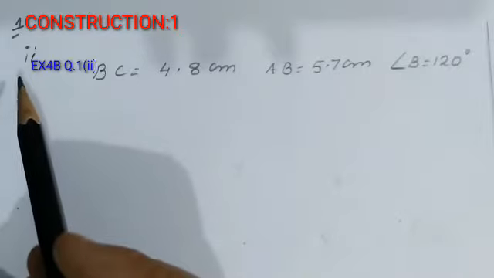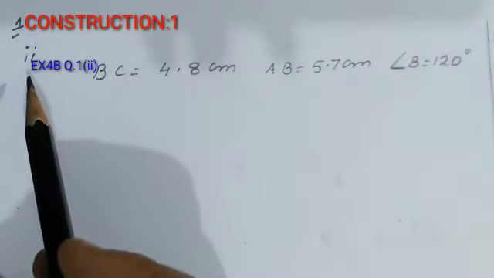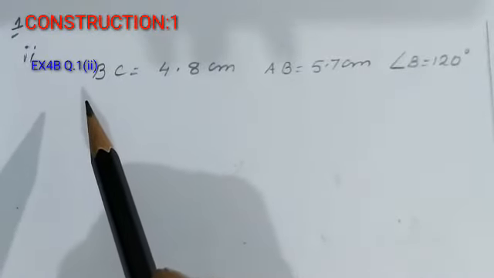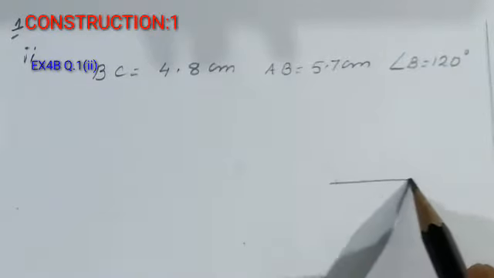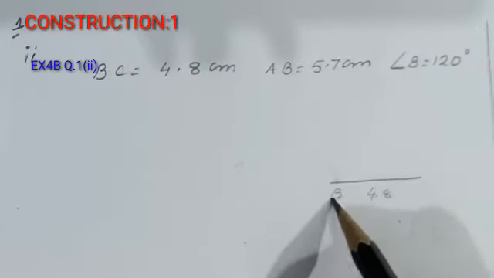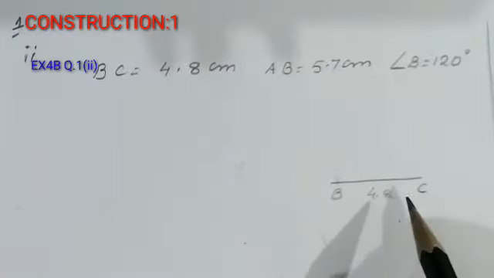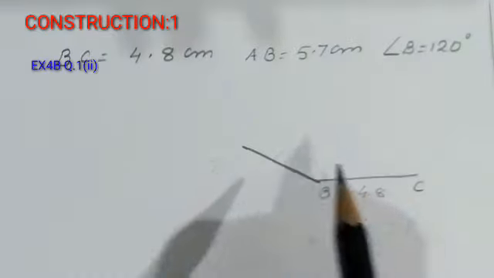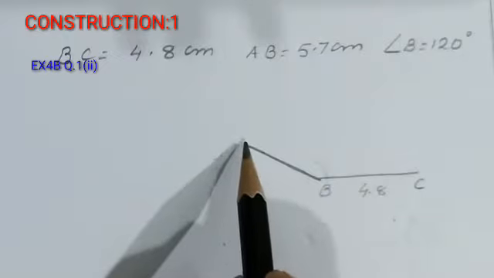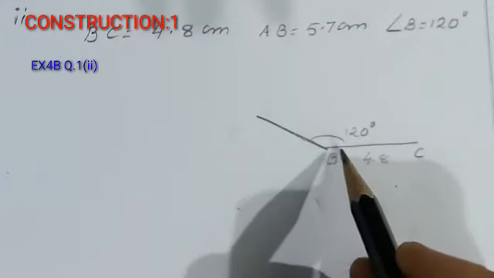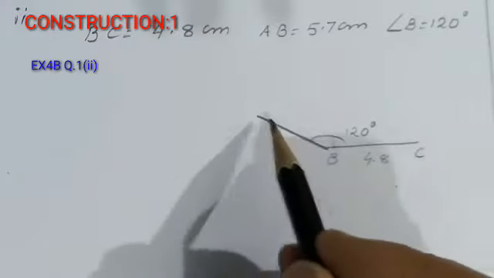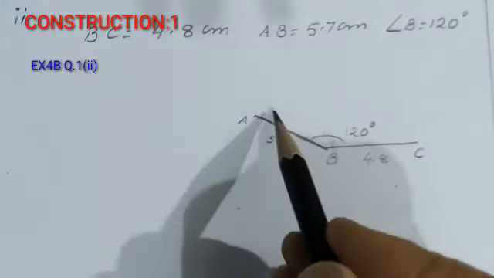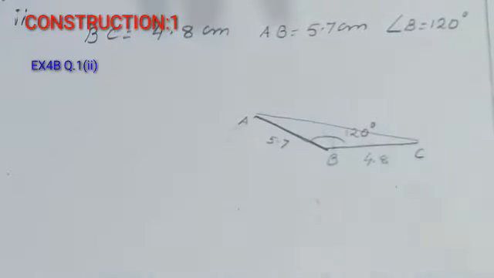Children, question number 1, second part. It is again based on construction work when you are given 2 sides and including angle. So let me read the question. Construct a triangle ABC in which BC equals 4.8 centimeter, AB equals 5.7 centimeter and angle B is of 120 degree. While reading the question, keep making the rough figure. Angle B is of 120 degree means it is an obtuse angle. This angle is of 120 degree and AB is of 5.7 centimeter. So you'll get the point A here. Join A to C to get the triangle.